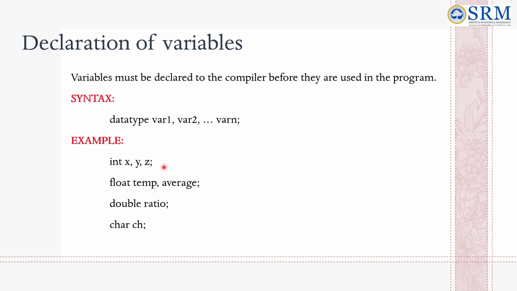When variables are declared, they can be declared in the same line, or the declaration may be given in three different lines, just like this: int x, int y, int z. So this is how you have to declare the variables to the compiler. Remember, any variable we are using in our program must be declared for its data type before usage.